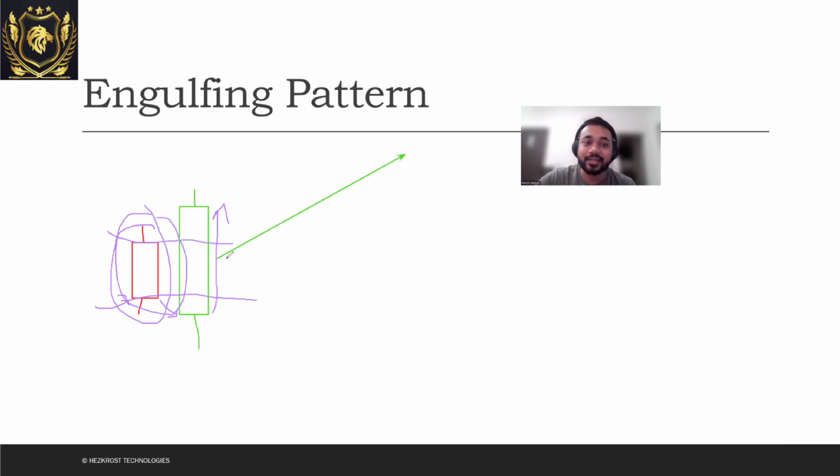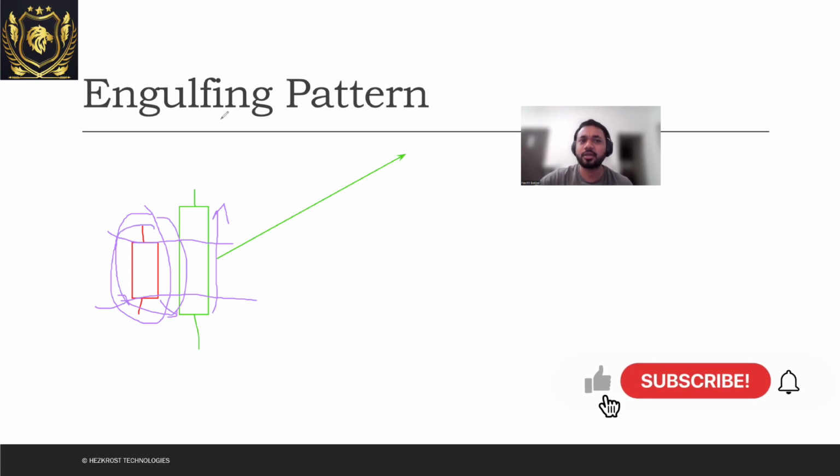So what exactly does this mean? That there are more buyers than the sellers. That is why it is engulfing its previous day. So therefore, since there are more buyers than the sellers, you can expect that the bulls are now in power. And since bulls are in power, the market will now go in a bullish direction. So that's pretty much it about the engulfing pattern. This is the bullish engulfing pattern. Similarly, you can apply the same thing for the bearish engulfing pattern.